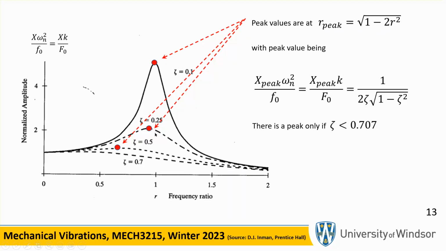And the actual height of the peak value is something like that. Okay, so as I said, notice that these r locations are not very far from r equal to 1. When you are close to resonance, and resonance means r equal to 1, the peak value location is relatively close to it. Now, by the way, if zeta is bigger than 0.707, there is actually no peak. You can see that. There is a peak only if zeta is less than 0.707. Okay? All right.